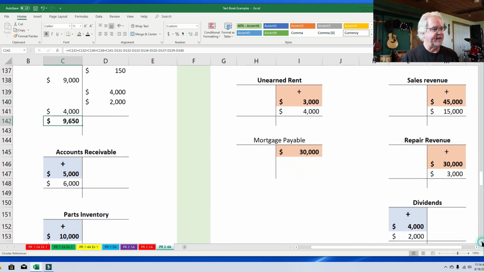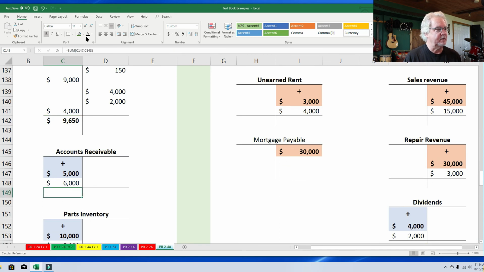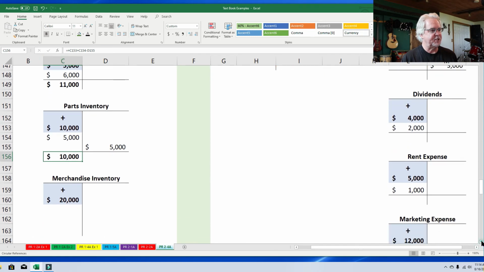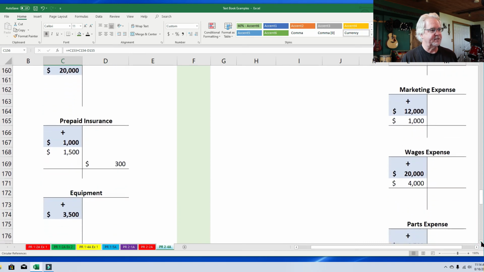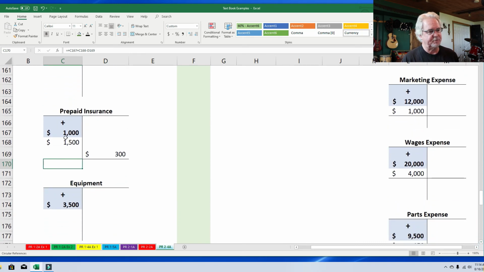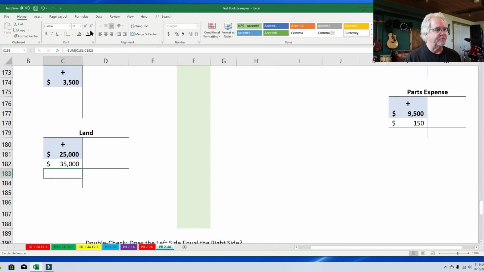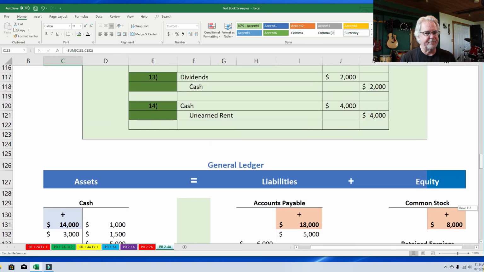Accounts receivable. Let's add up this. Well, there's nothing on the right, so that makes it easy. 11,000. Let's add up parts inventory. Now, parts inventory, just like cash, we're going to add up the left, subtract away the right. There you go. $10,000. Merchandise inventory did not change. Prepaid insurance, same thing as cash. Add up the left, subtract away the right. There you are. So I hope you're getting the hang of this. Land. Well, there's nothing on the right, so all we got to do is add up those numbers. There we are. Use Excel, folks. Save you a lot of time and headache.